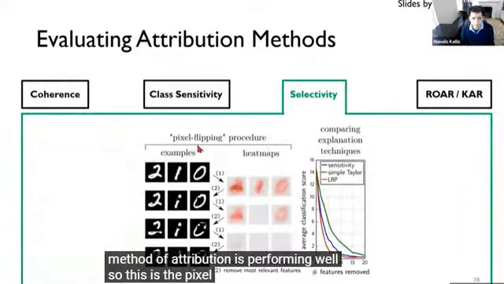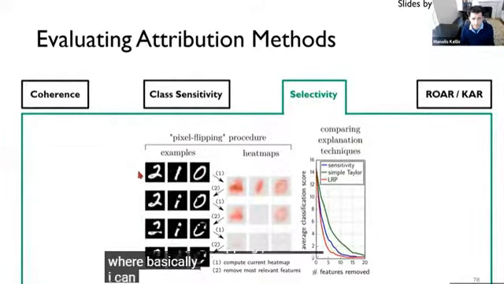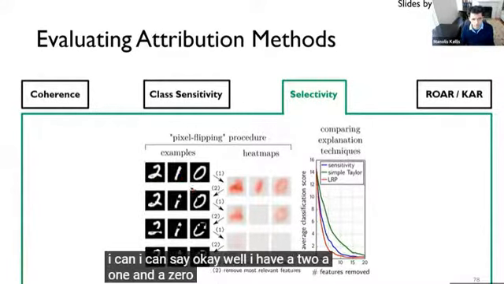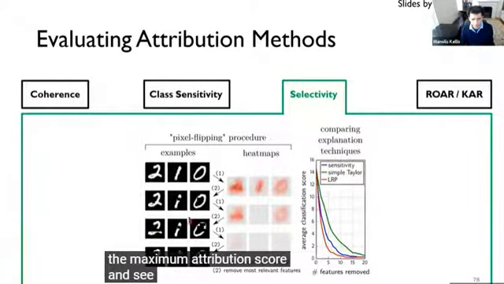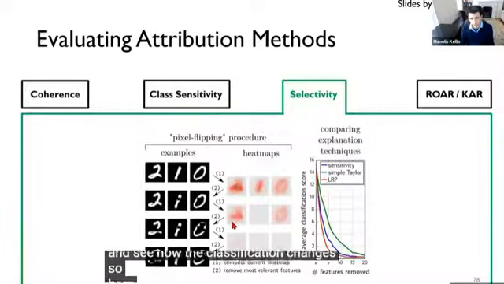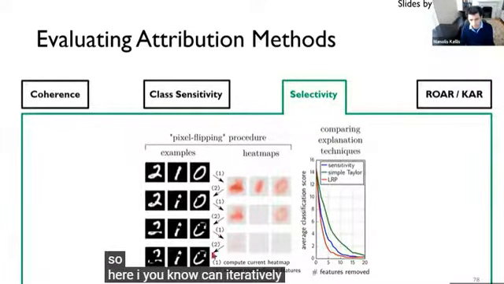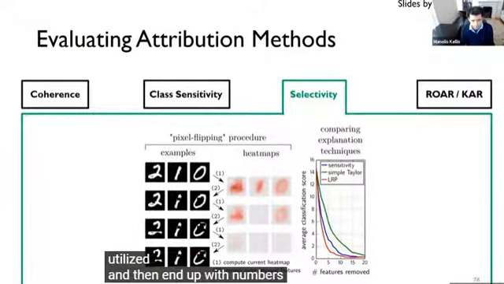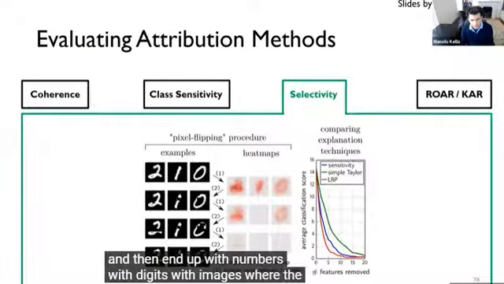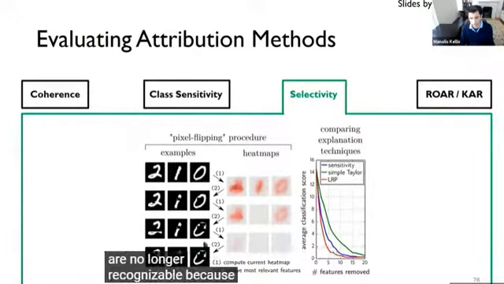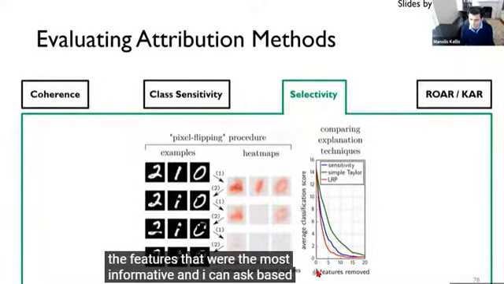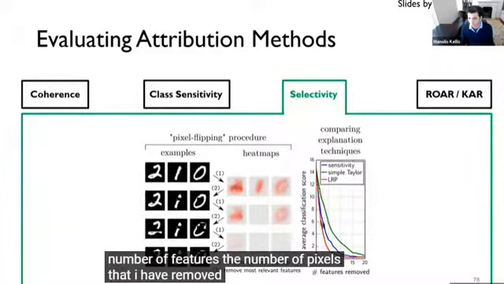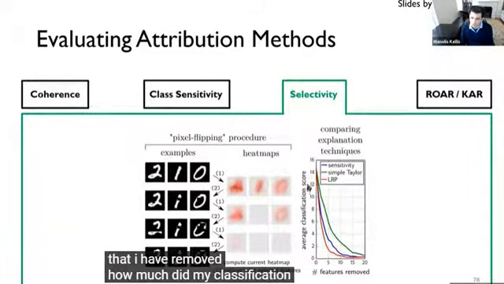So this is the pixel flipping procedure, where basically I can say, okay, well, I have a 2, a 1, and a 0, and I'm going to flip pixels that have the maximum attribution score and see how the classification changes. So here I can iteratively remove the features that are still being utilized, and then end up with images where the digits are no longer recognizable because I have maximally erased the features that were the most informative. And I can ask, based on the number of pixels that I have removed, how much did my classification score drop?